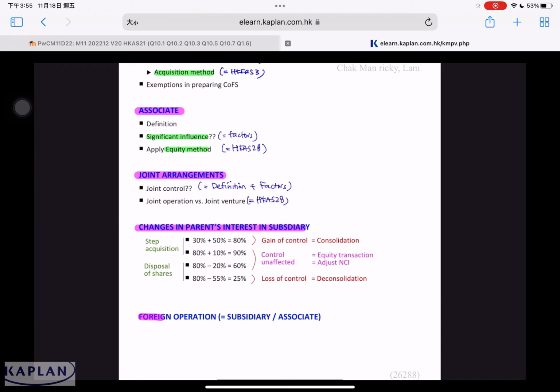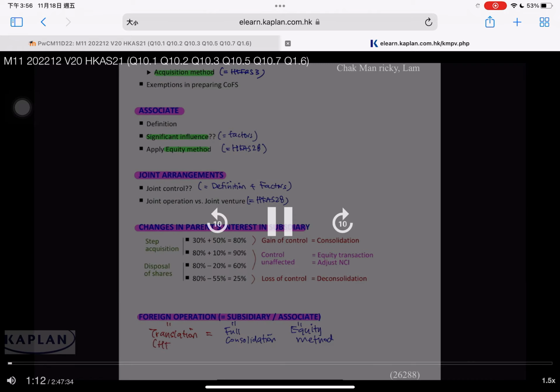When we're dealing with a foreign subsidiary or foreign associate, what should we do? For a subsidiary, we have to do a full consolidation. For an associate, we have to use the equity method of accounting. This will still stay. Before we do a full consolidation to account for a subsidiary, or before we apply the equity method to account for an associate, for a foreign operation the first step is that we must do translation. The translation will be in accordance with HKAS 21.